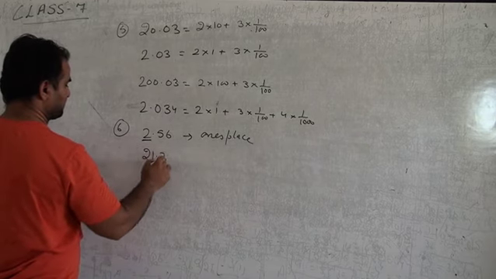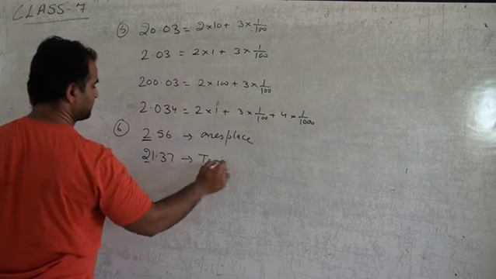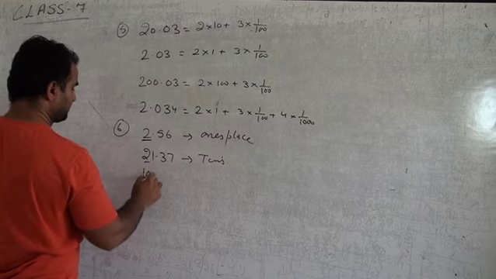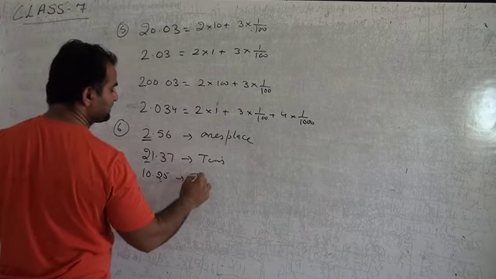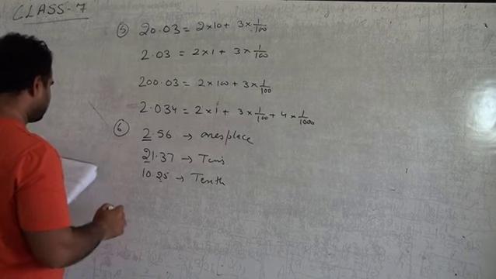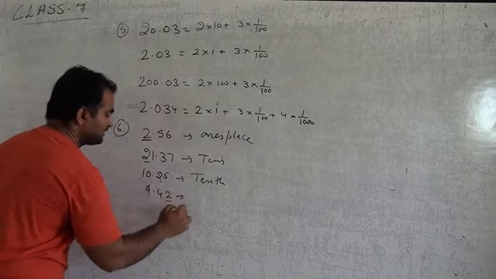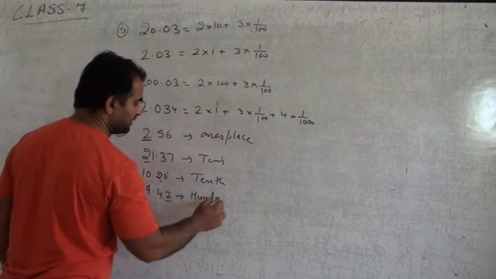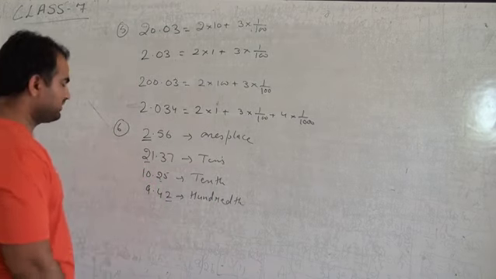21.37. So 2 is at the place of tens. Third is 10.25. So 2 is at the tenth place, TENTH. Okay. Next is 9.42. The 2 is at the hundredth place, HUNDREDTH. We have to write TH there.